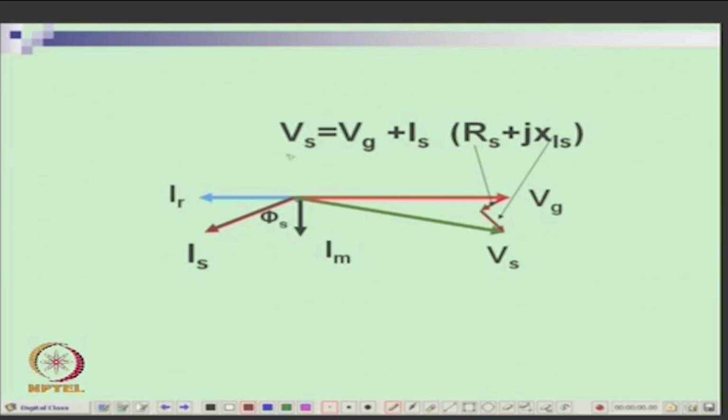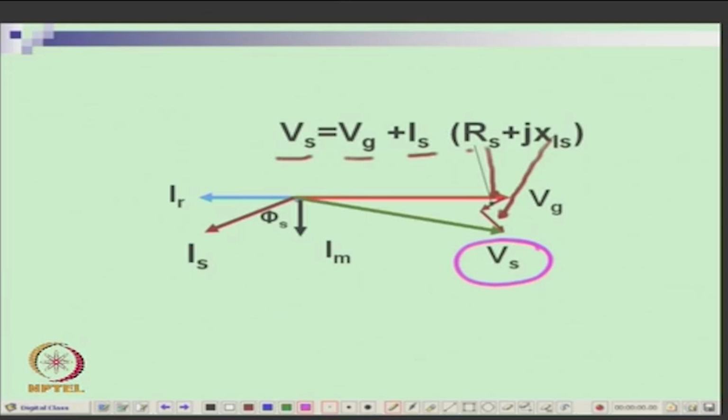Right. So, Vs is Vg plus Is into Rs plus jXLs. So, we have Is here and this was Vg, and you add this Rs Is here, and Is XLs here. So, what you get here is your Vs, is it clear? And this is all motoring equations only that I am using, the only thing is that the current has reversed.